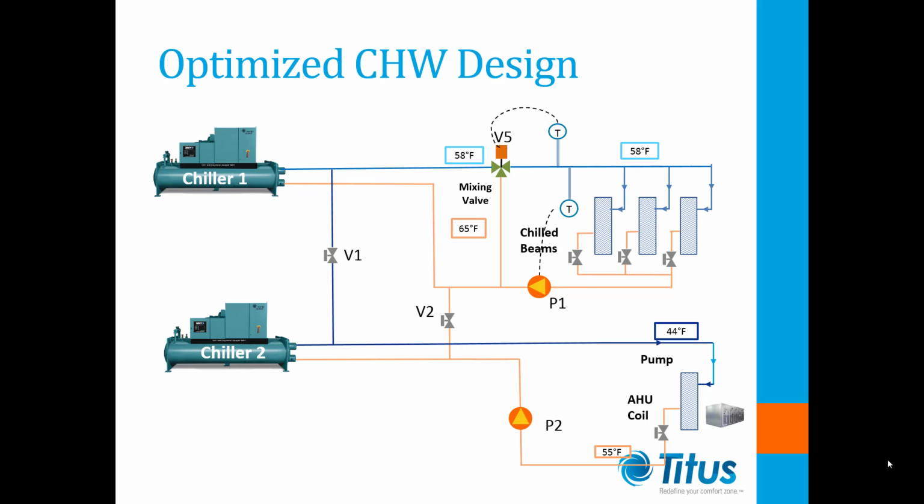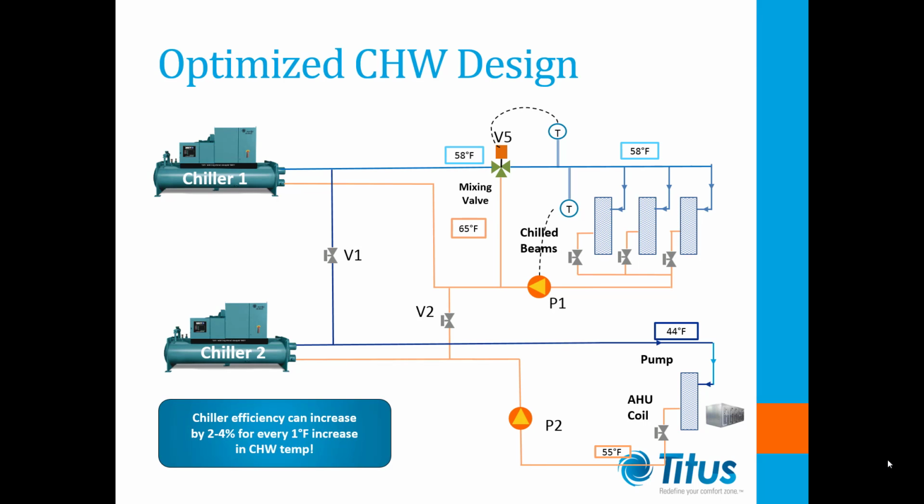This dual chiller setup is an ingenious way to improve system efficiency and build some redundancy into the system at the same time. During normal operation, chiller 1 is set to produce medium temperature chilled water for the beam loop, typically around 56 to 58 degrees. Running the chiller with warmer supply chilled water improves the chiller's efficiency by as much as 2 to 4% per degree of chilled water temperature increase.